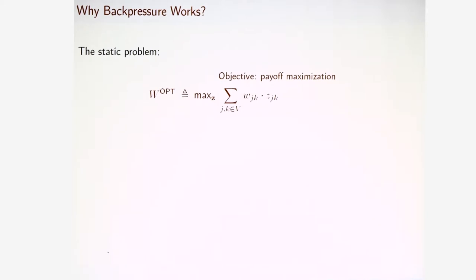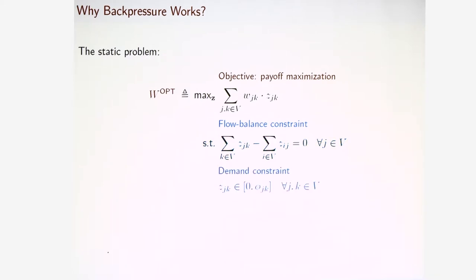Let ZJK be the steady state rate of accepting customers going from J to K. Then the objective here is the payoff you're going to collect in the steady state. And your ZJKs must satisfy the flow balance constraint, which means the rate at which cars enter a location should equal the rate at which they exit a location. This must be true in the steady state, right? And also, you can admit at most VJK customers. So this gives you a steady state upper bound.